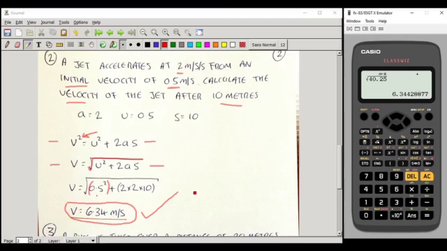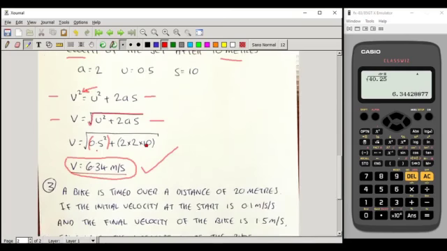So number 2, nice and easy. Same formula, V squared equals U squared plus 2AS. They're all in the right units, so there's no trick. And if you want to, you could convert that into miles per hour, times it by 2.2 if you wanted to. It's up to you. You haven't got to though.